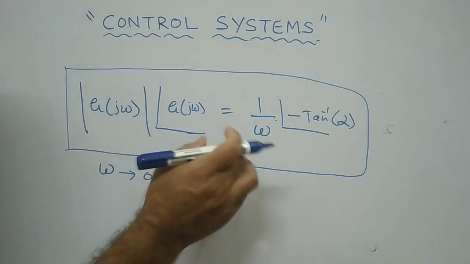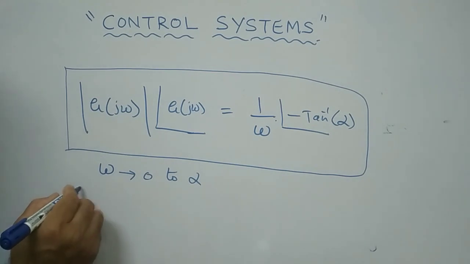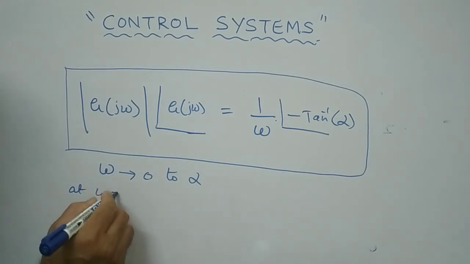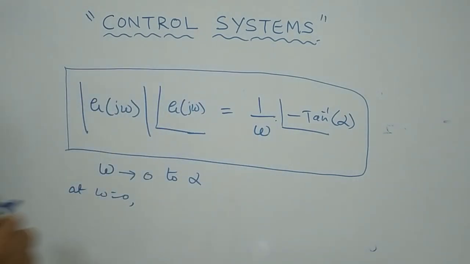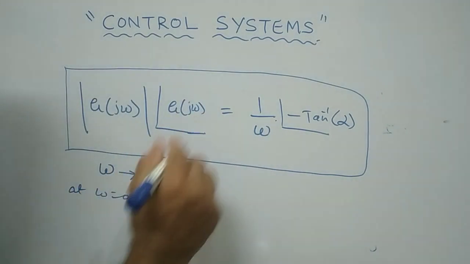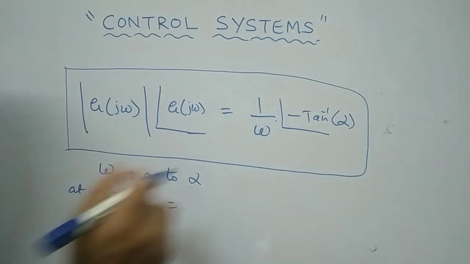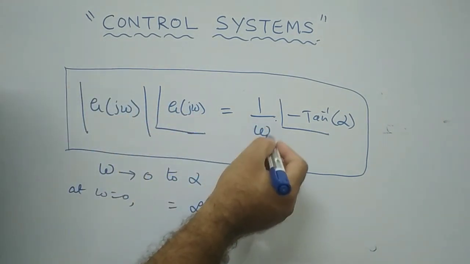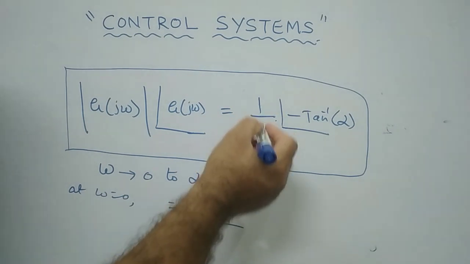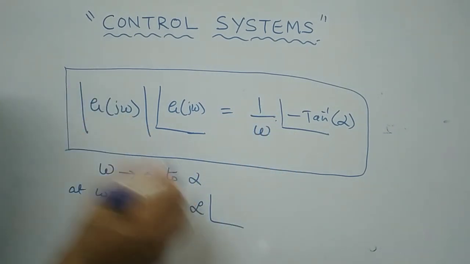So, if you substitute omega is equal to 0, what is the magnitude? What is the phase angle? It is 1 by 0. 1 by 0 is how much? Something by 0 is infinite. If you substitute 0 in place of omega, 1 by 0 is infinite. So magnitude is infinite.